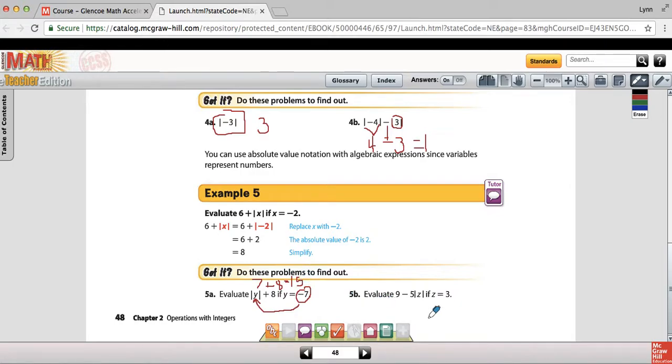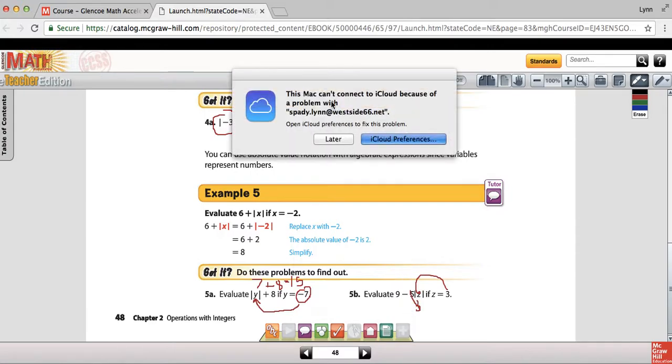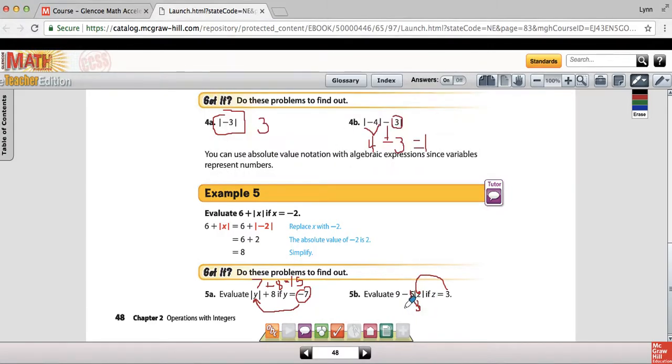For 5b, we're going to substitute 3 in for z. The absolute value of 3 is 3, and 3 times 5 is 15. And so what we have here is 9 minus 15, and 9 minus 15 will give us a negative 6.